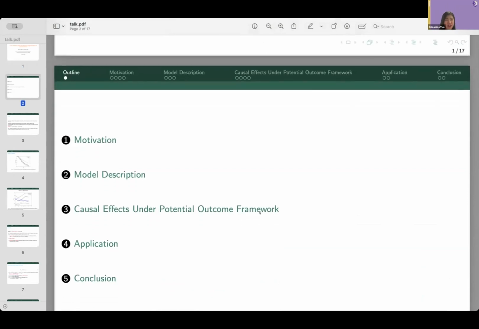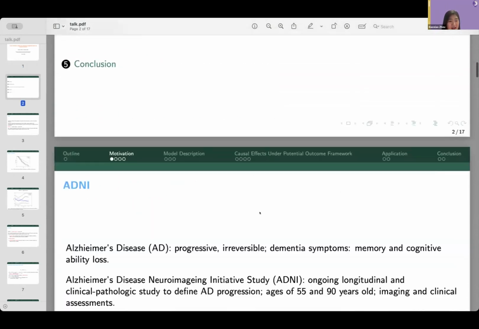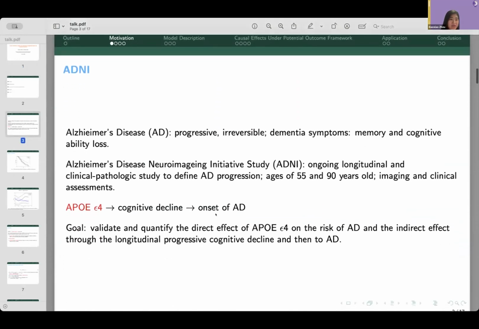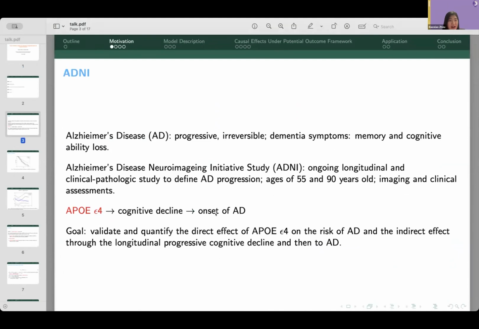Okay, I'll introduce my project from these aspects, and I'll start with the motivation. And we all know that Alzheimer's disease is a progressive, irreversible disease with dementia symptoms such as memory and cognitive ability loss. Launched in 2004, the Alzheimer's Disease Neuroimaging Initiative study is an ongoing longitudinal and clinical study to define the Alzheimer's disease progression. It recruits 2,000 participants aged between 55 to 70 years old and collects their imaging and clinical assessment upon their consent.